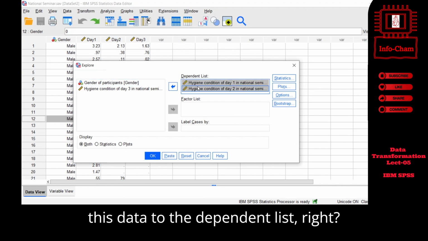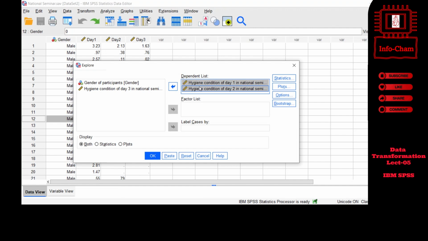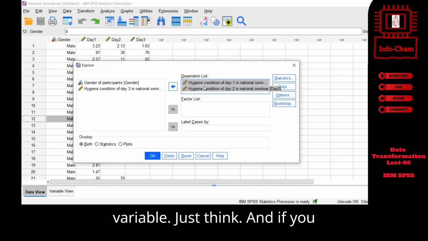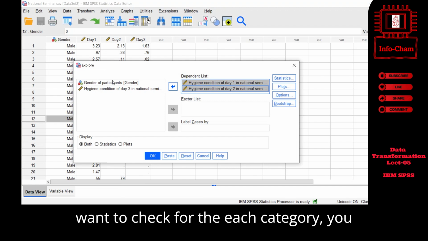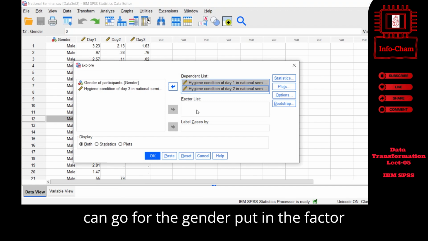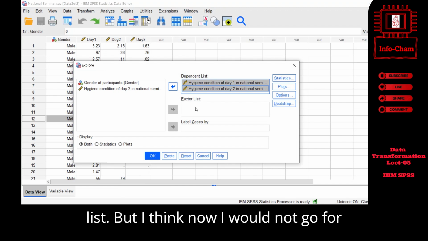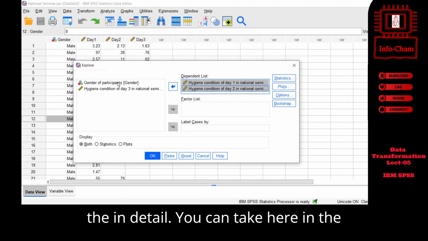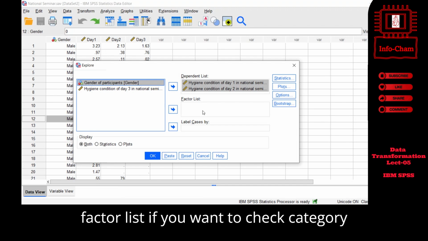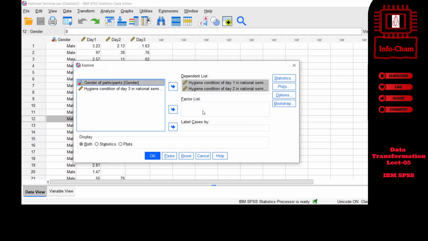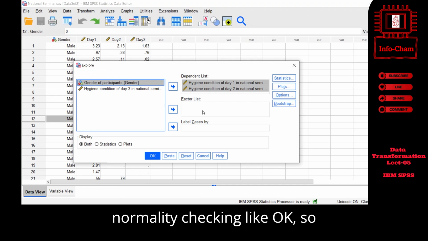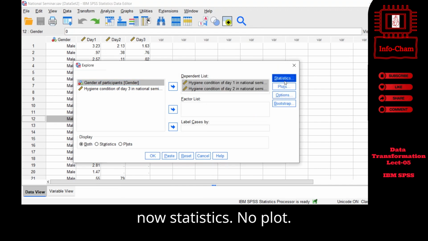Take this data to the dependent list, right? Dependent list means the test variable. And if you want to check for each category, you can put gender in the factor list. But I think now I will not go into detail. You can take it into the factor list if you want to check category-wise normality checking.